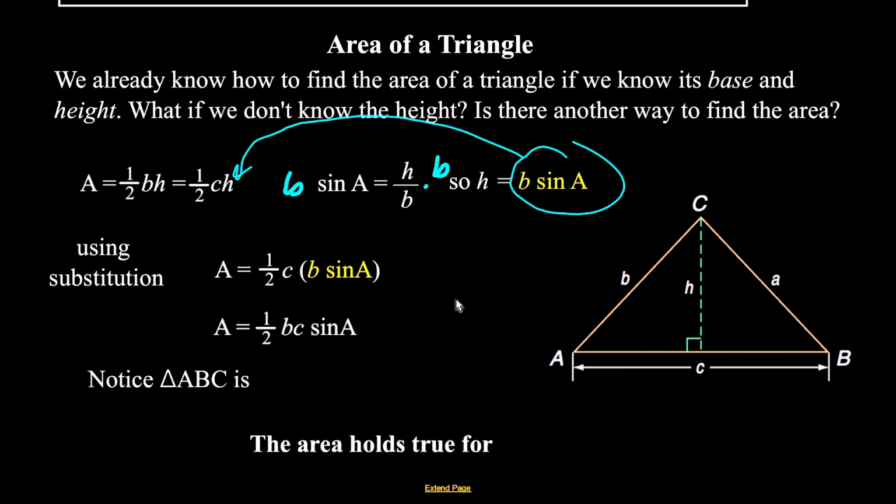I would need to know this angle A, and I would need to know the two sides that are on either side of angle A. One thing to notice is triangle ABC is not a right triangle. So this works for any triangle. It doesn't have to be a right triangle for this to work.